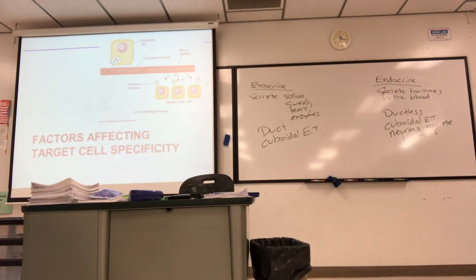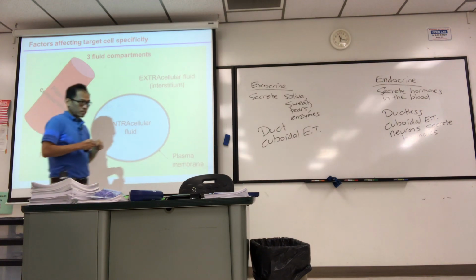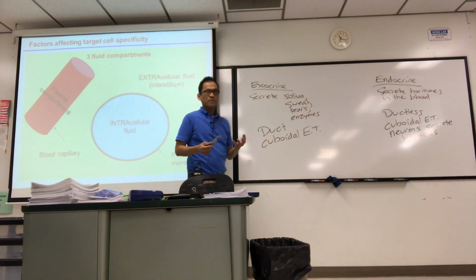Moving on with the physiology, I want to talk about factors that affect the hormone finding its target. Factors affecting target cell specificity. Because if you secrete it way up here in the pituitary and you've got to find cells in the kidney, you can't react to everything along the way. You only react to things that have a receptor for you. Communication in the body is very specific.